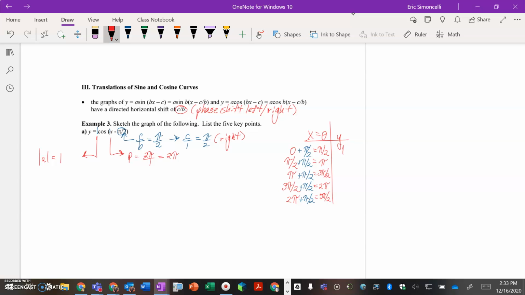Okay, plugging in pi minus pi over 2. So in other words, 2 pi over 2 minus pi over 2, which is pi over 2, the cosine of which is 0, times anything is 0. And then this should proceed accordingly.